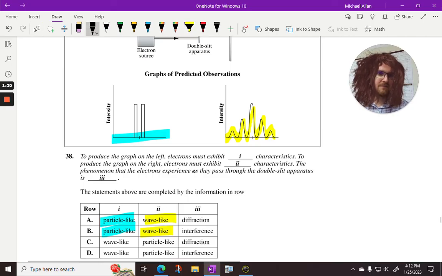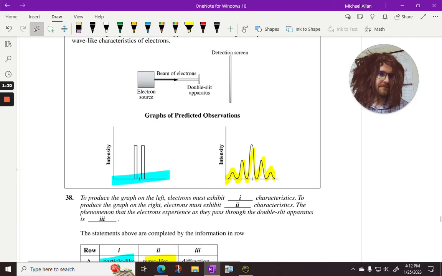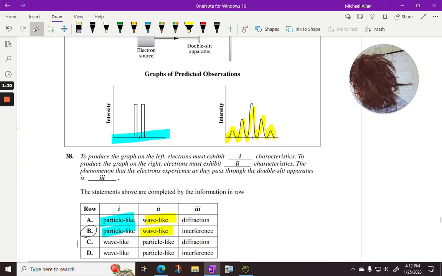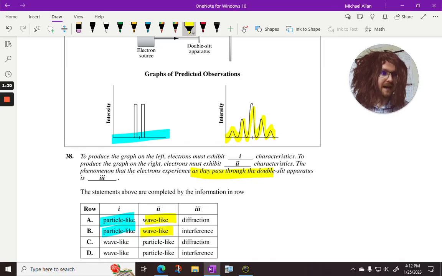Now, why are they doing that? Because they're interfering with each other. Well, this is a poorly worded question, but I believe it's supposed to be the diffraction part of it. The phenomenon they experience as they pass through. Okay, so the key words here are as they pass through. Not down near the end, because that's interference down there, but right when they pass through, they're going to diffract outwards, because they're waves, or they're acting as if they're waves. So 38 should be diffraction here.